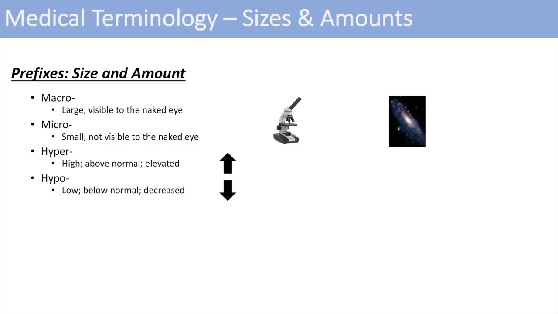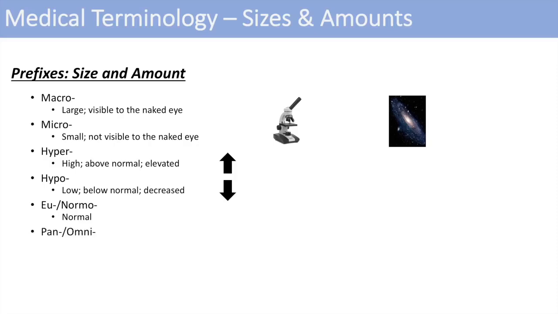A couple other prefixes that you may not be aware of. One is eu or normo, and that just means that the condition is normal. So you could be euthermic. Instead of hypothermic, you're euthermic, so you're at a normal body temperature.